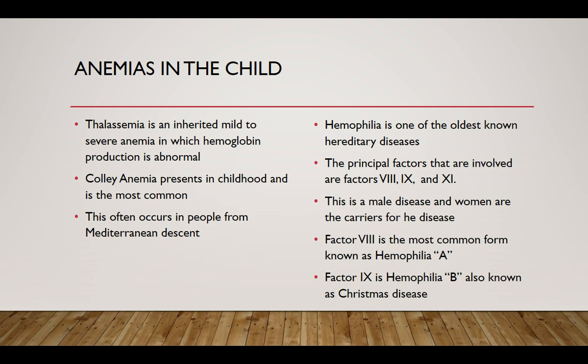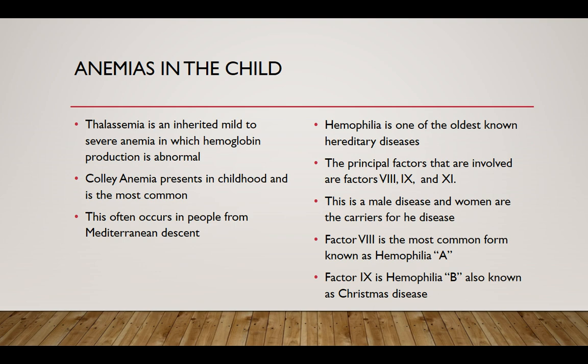Other anemias: there's thalassemia, an inherited mild to severe anemia in which hemoglobin production is abnormal. There's Cooley's anemia, which presents in childhood and is the most common. This often occurs in people of Mediterranean descent also.